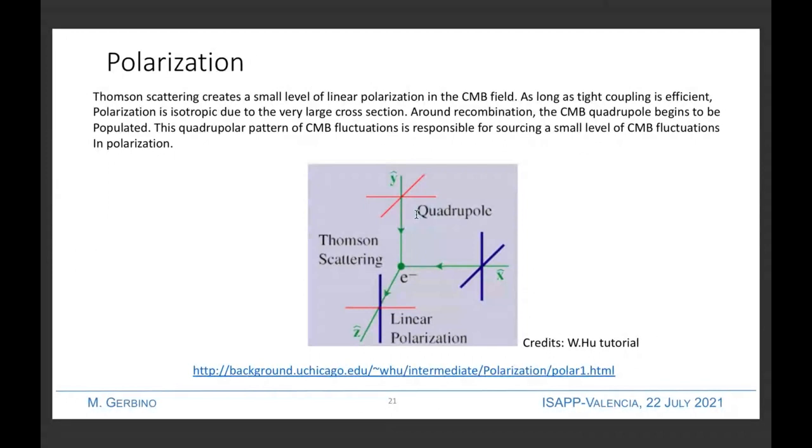Another important effect that is related to the CMB field is the fact that the CMB is partly linearly polarized. The linear polarization arises from the scattering between photons and electrons. We know that due to the scattering, the radiation gets polarized. And the key point here is that the polarization in the CMB field can arise only if there is a quadrupolar pattern of anisotropies in the CMB field.